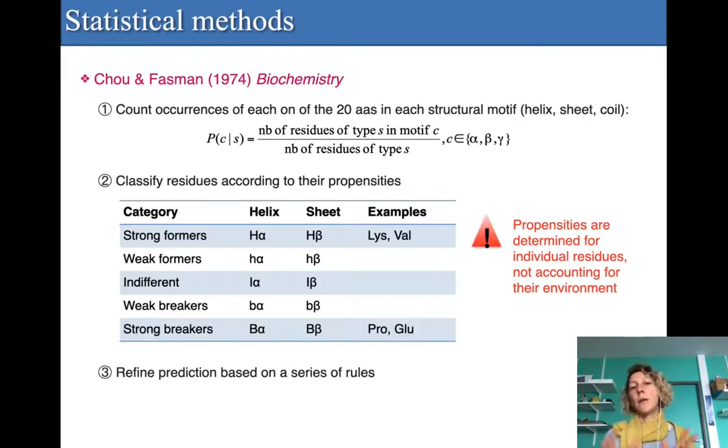And then you can have final resolution. And what is the type then? S is just the amino acid type. Okay. So basically, you just count and you normalize by the frequencies of occurrence of the different amino acid types. So you classify the residues according to their propensities. So for example, here you have an example taken from the paper where you see that you have amino acids that will form helices, that will form sheets, some that will break them, and then you can refine the predictions based on a series of rules.